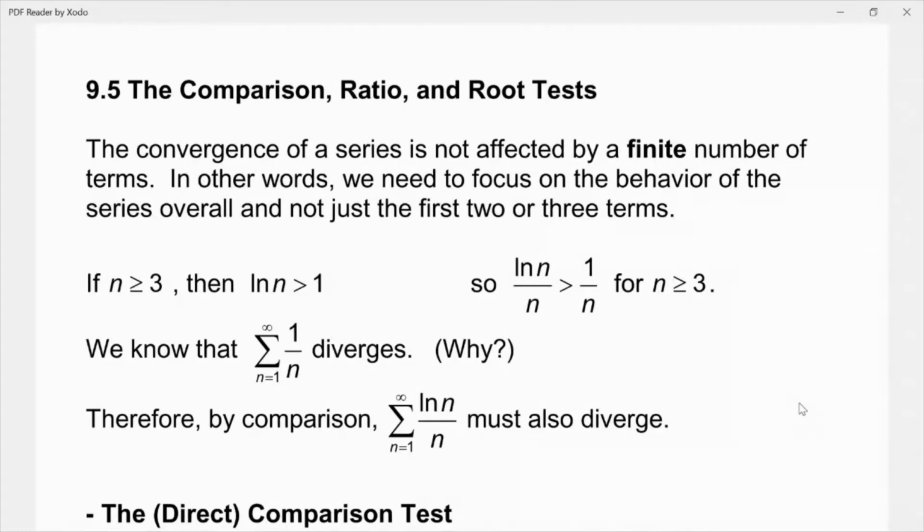This is AP Calculus BC, and in this video I'm going to talk about section 9.5, and the title of this section is Comparison, Ratio and Root Tests. There's actually 4 tests that we're going to talk about here. There's what we call the direct comparison test. There's another one called the limit comparison test. Then we have the ratio test and the root test. So there's 4 tests altogether that we're going to look at.